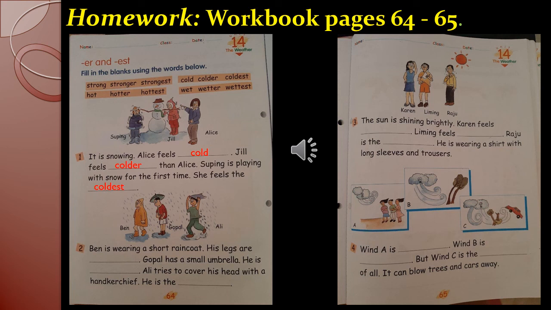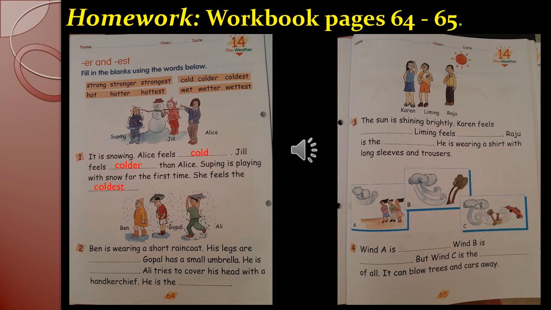You only have 3 others to choose from: hot, strong, and wet for the last 3 sentences. So make sure you look at the questions, boys and girls. Read the sentences carefully and look for clues. For example, number 2, his legs are blank. Okay, in that sentence there's only one noun, his legs.